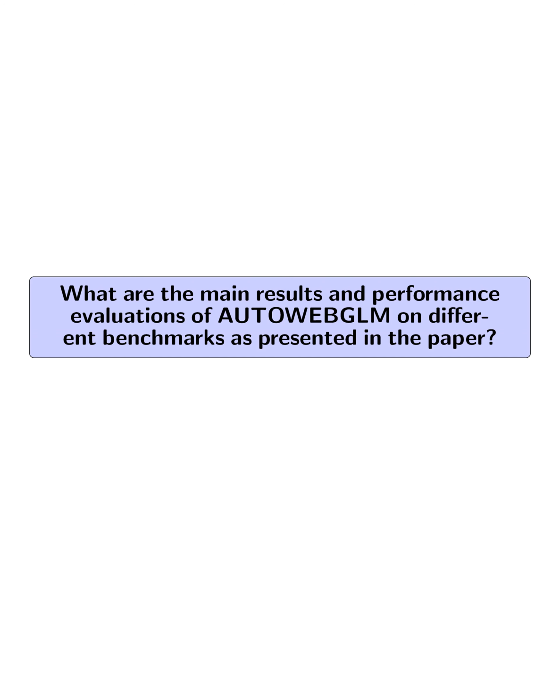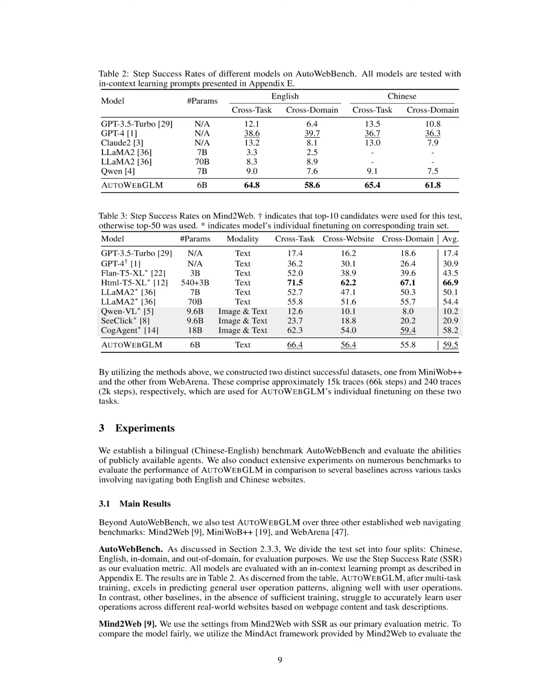What are the main results and performance evaluations of AutoWebGLM on different benchmarks as presented in the paper? The main results and performance evaluations of AutoWebGLM on different benchmarks as presented in the paper are as follows. 1. AutoWebGLM excels in predicting general user operation patterns, aligning well with user operations, showcasing superior performance compared to other baselines on the in-domain and out-of-domain splits, achieving a high step success rate, SSR.